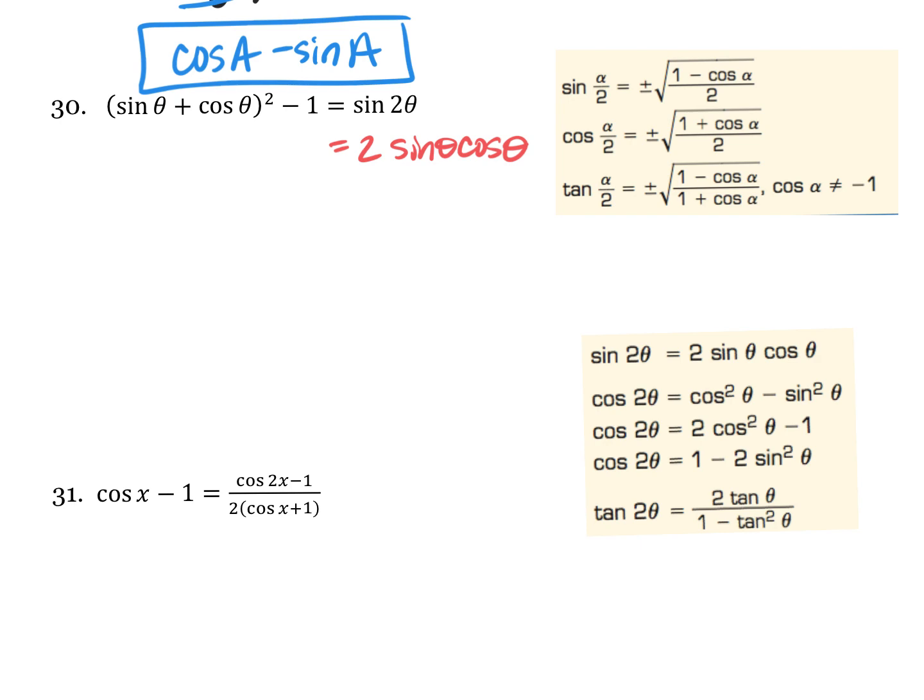Saying, go distribute that out. So you guys, we got sine theta plus cosine times sine theta plus cosine. And what would we do? We're going to distribute. Don't forget about that -1 that was still hanging out there. This is going to be good. What's sine times sine?